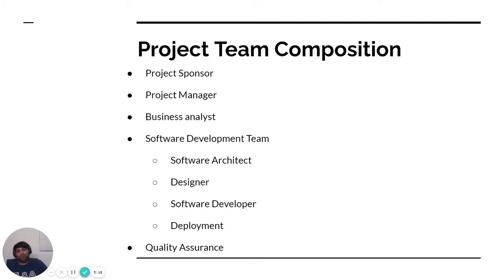They are responsible for overall project delivery. So they are the people who are also responsible for the project delivery as well. They are the owner of the project. They have the ownership of the project.